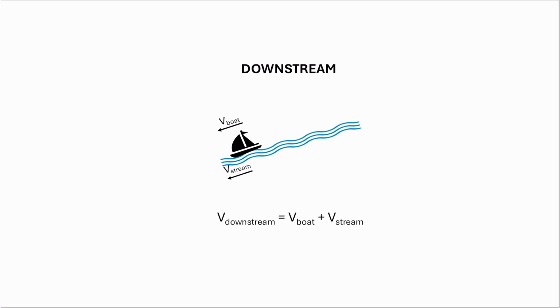In downstream, let's consider the stream of water, which is moving with the velocity of the stream in the downward direction. Now let's consider a boat which is moving downward. We will refer to it as the velocity of the boat. Since the velocity of the boat and stream are in the same direction, we can write velocity downstream will be equal to velocity of boat plus velocity of stream.